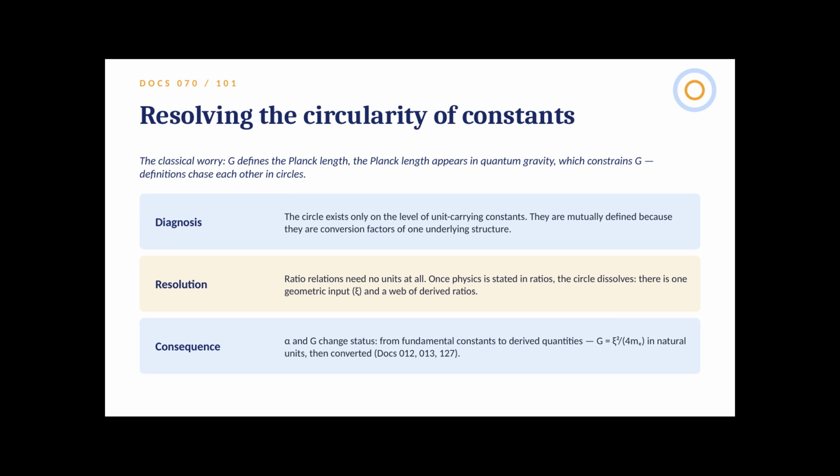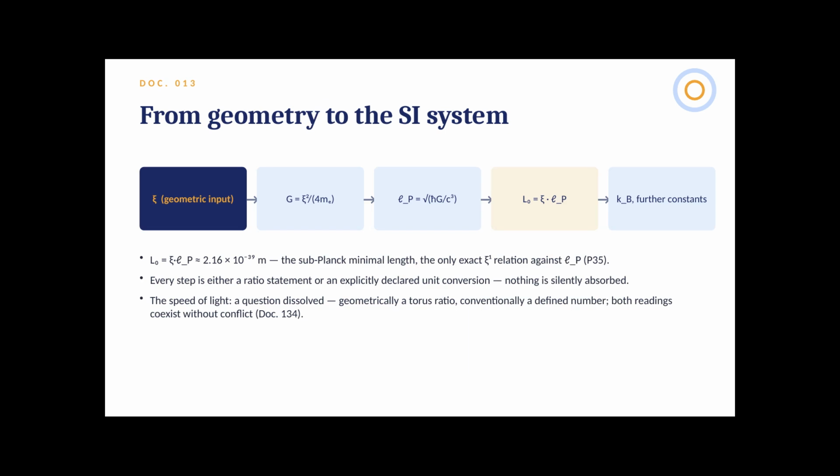In natural units, g equals ξ squared over 4 times m_e, the electron mass. Slide 8. Let me show you the whole chain, left to right. You start with ξ, the geometric input. From it you get g equals ξ squared over 4 times m_e, gravity from ξ and the electron mass. From g you get the Planck length, Lp, by the standard textbook formula.